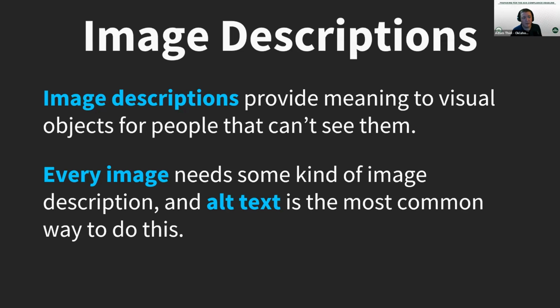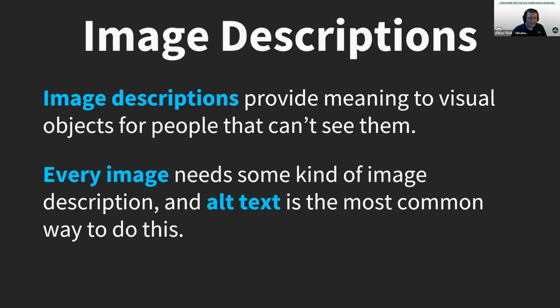So some of you may already be adding alt text to your images that you add into your content. That's great. That is, like I said, the most common way to do this. For core skill, every image that you add to your content needs some kind of image description. And alt text just tends to be the most common way to do that.